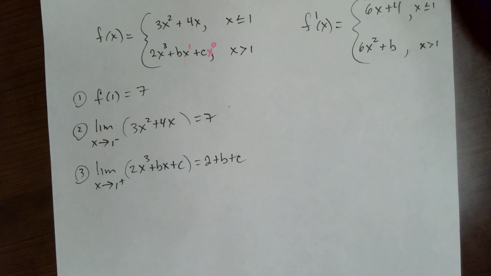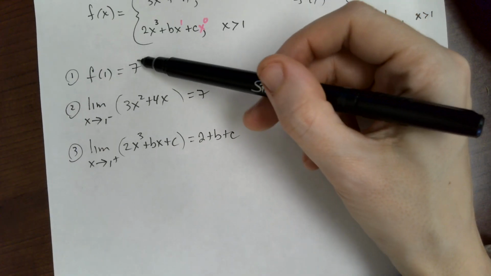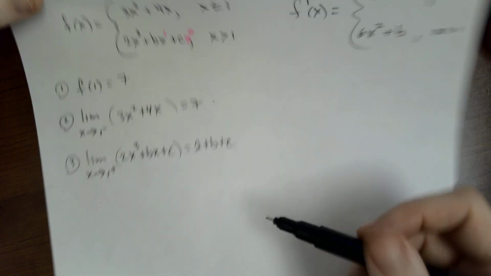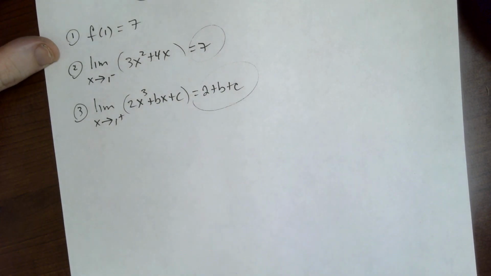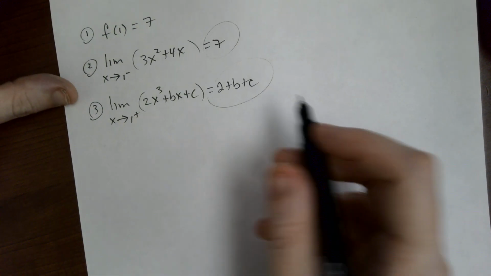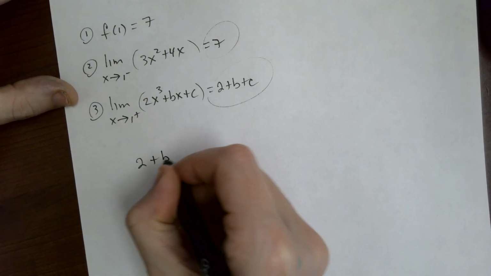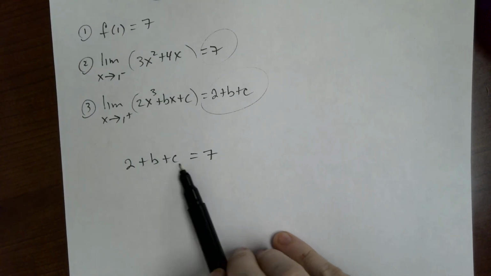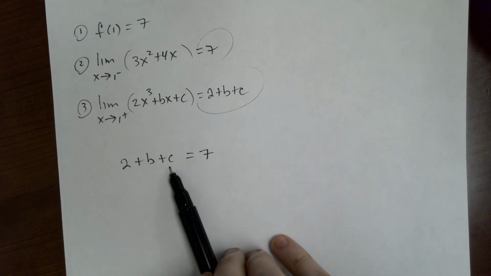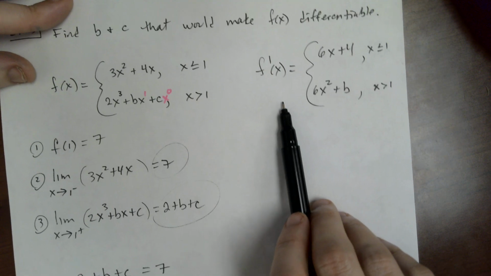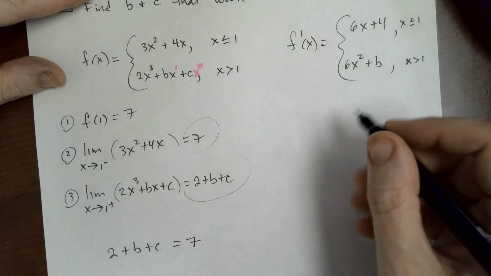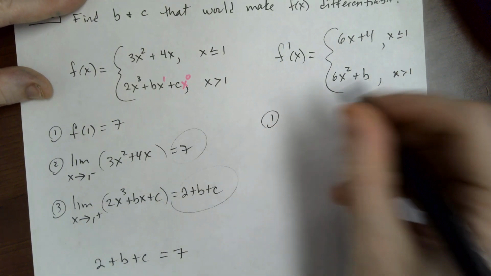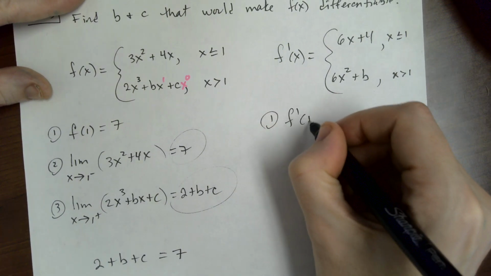Okay, so guys, if you look at these, all 3 of these things have to be equal. And 7 is, of course, equal to itself. So I could use these 2 limits and set them equal, and that'll give me one of my equations. So I've got 2 plus b plus c equals 7. Now, I have 2 variables, so I'm going to need a second equation. So that's where the differentiability part is going to come in. So we're going to do the same moves for the derivative. So f prime of 1.